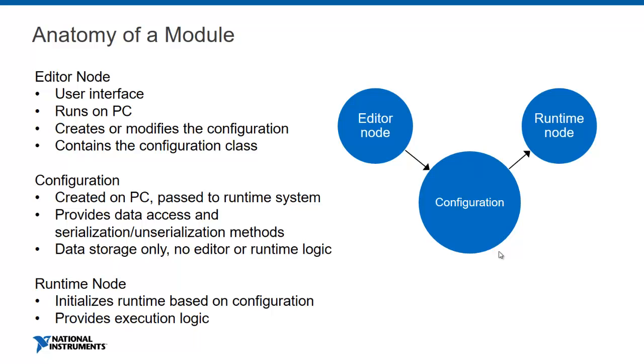The configuration class is what gets passed between the editor computer and the runtime target, which are often 2 separate machines. The editor creates the configuration. The runtime initializes itself based on the configuration. The runtime node contains all of the execution logic that the system runs on the deployed system. So editor node runs on Windows, creates a configuration. Configuration is serialized to a text file. That text file is transferred over to the running system, say a compact Rio. At runtime, the runtime node will initialize itself based on the configuration information that it pulls out of the file.